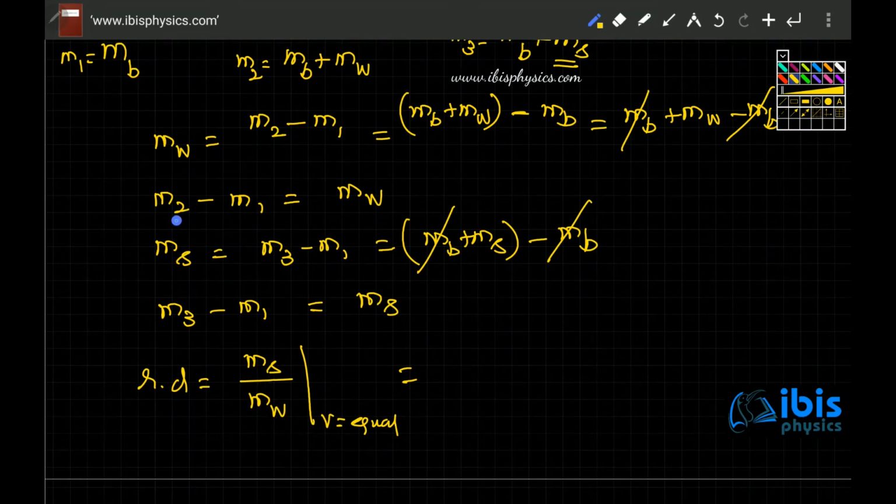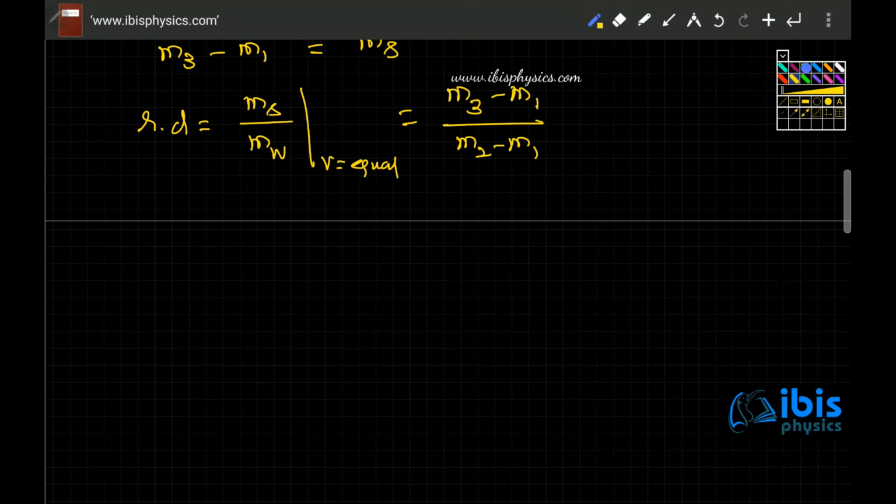Mass of the substance is water plus bottle minus mass of the bottle by, it's actually water alone, right? So in the numerator, you have to write the mass of the substance. Mass of the substance is M3 minus M1, by the mass of the water, which is M2 minus M1. Like that, we can find the relative density of a substance.